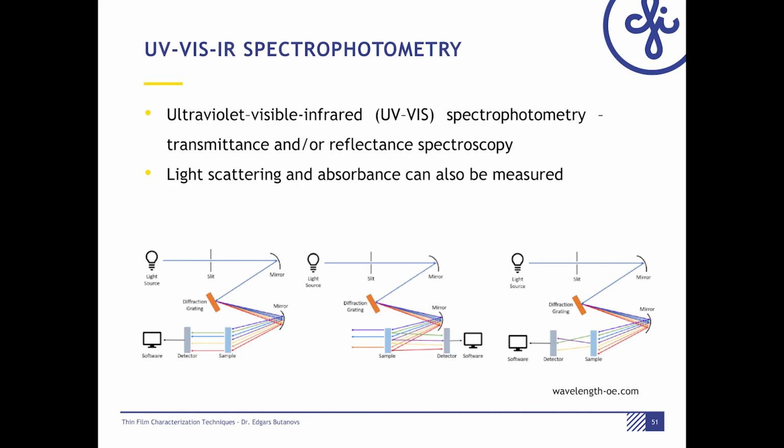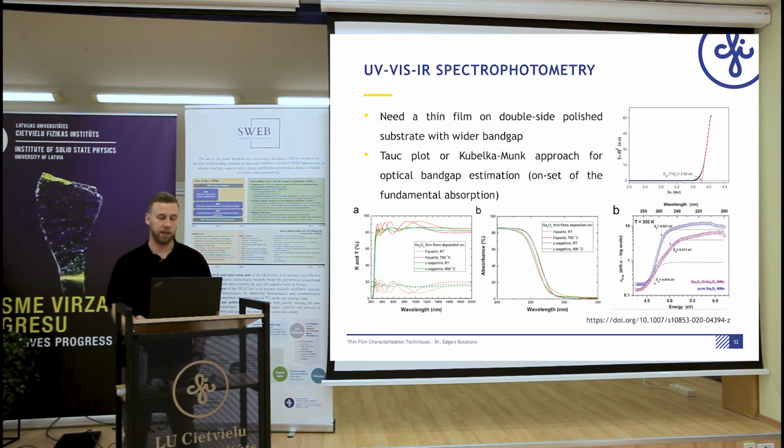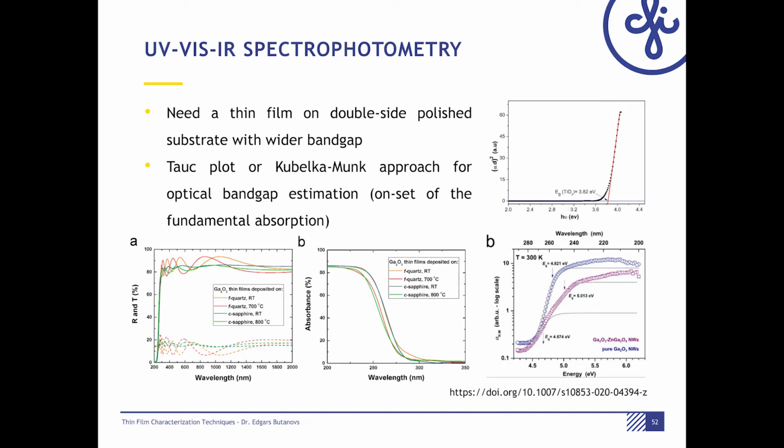In this case, you measure transmittance and/or reflectance through your sample. And in some cases, you can also measure light scattering and absorbance. So what do you need? You need a thin film on a double-side polished substrate, which has a wider bandgap than your thin film. You measure the transmittance and reflectance through all the spectrum which your tool allows, and then using either a Tauc plot method or the Kubelka-Munk approach, you can estimate the optical band gap from the onset of the fundamental absorption.